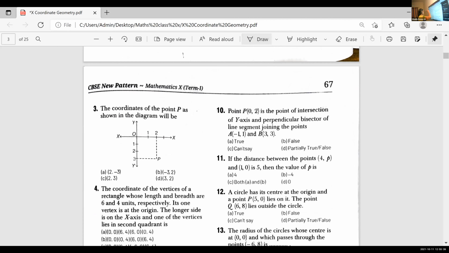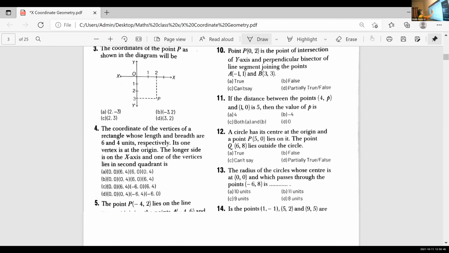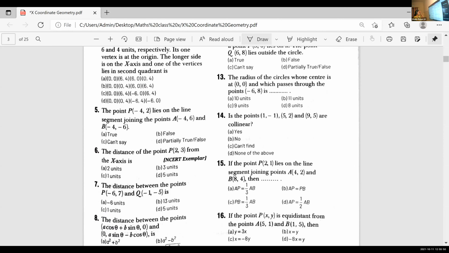Now, next one. Similar questions are given in the third, fourth, and so on; you can do it. Now, answer the fifth one. The point P (-4, 2) lies on the line segment with A (-4, 6) and B (-4, -6). Is it correct that the point P lies on the line segment AB?